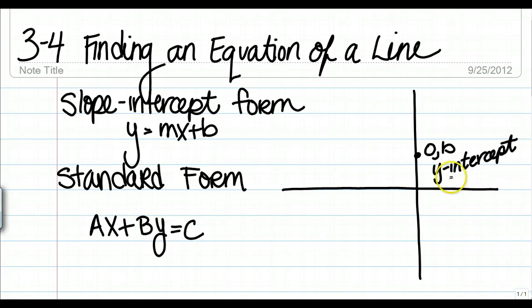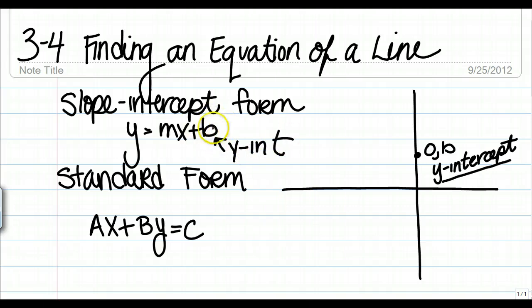I also want you to know what a y-intercept is. That's where you cross the y-axis. So it's important to know that if you know what a y-intercept is, like it gives you the y-intercept, that's going to be 0, comma, whatever the number is. So usually, or always, this is your y-intercept.